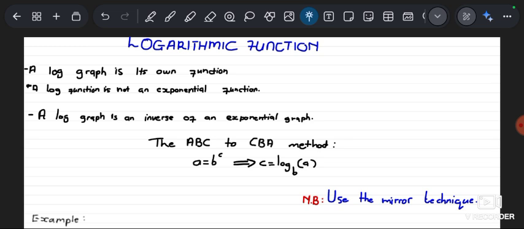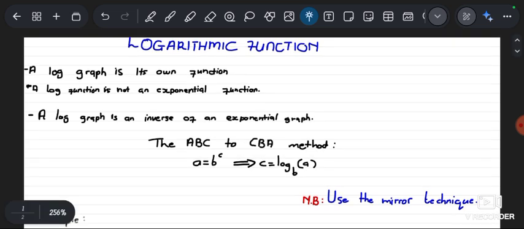Let me focus. Now, a log graph or a log function is its own function. Why are you telling us this? Because I've taught a lot of people who are making the same mistake. They're thinking that an exponential is the same as a log function, but they are not. An exponential is its own function and a log is its own function. Now, why do people make that mistake?